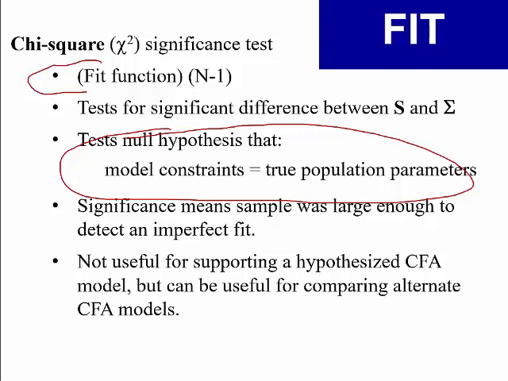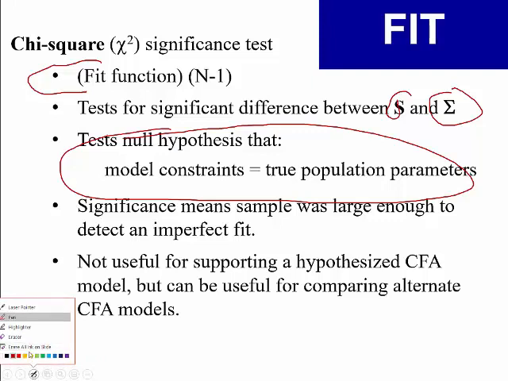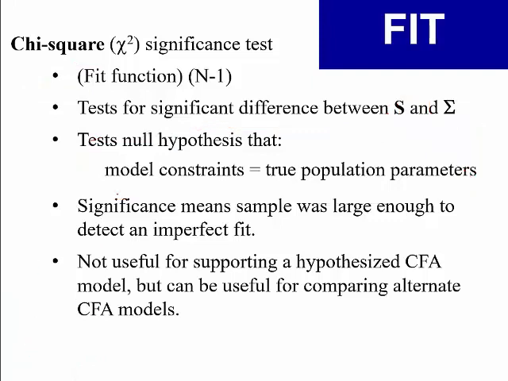And if the probability is really small, we'd say the results are significant. That is, there's a significant difference between our two matrices, and we would reject the null hypothesis and claim that there's a difference between the two, which is not what we want to do. We want to say they're the same, so because it's significant, that would mean it's a poor model fit. So essentially, a significant result means that our sample was large enough to detect an imperfect fit. Like all significance tests, this is based on your sample size. So here, you can see it right here.